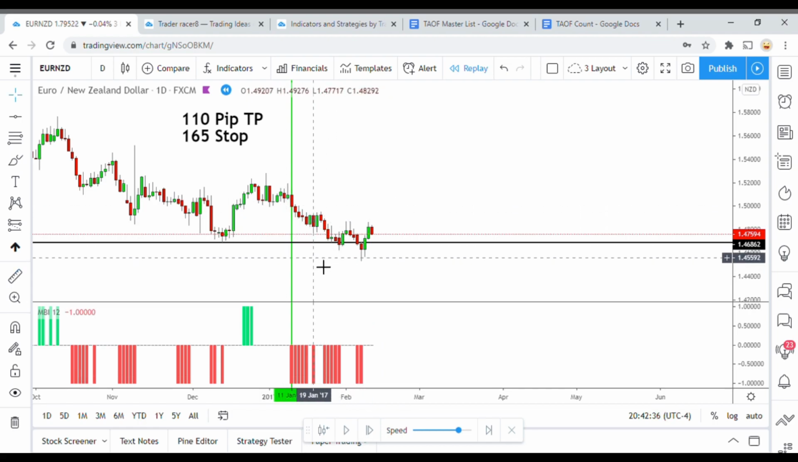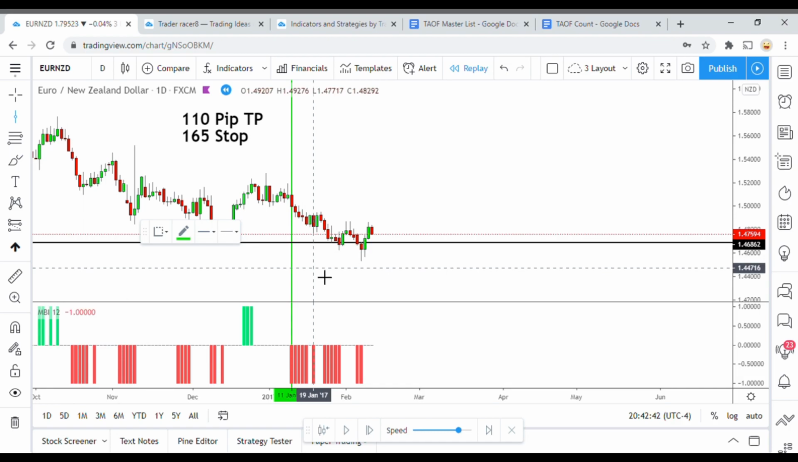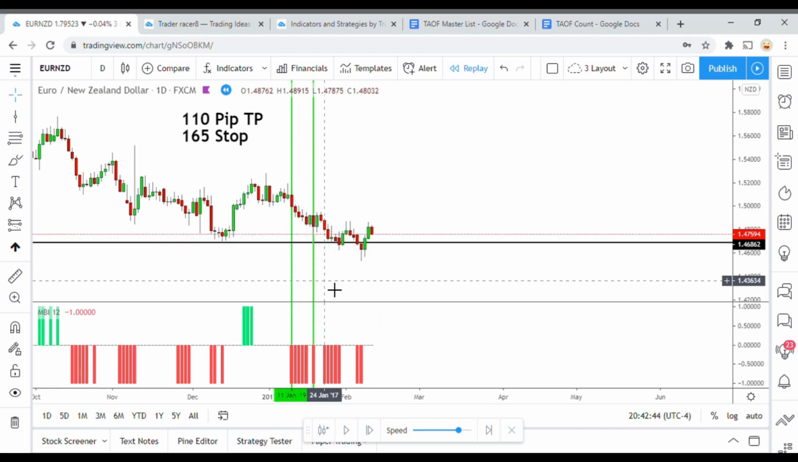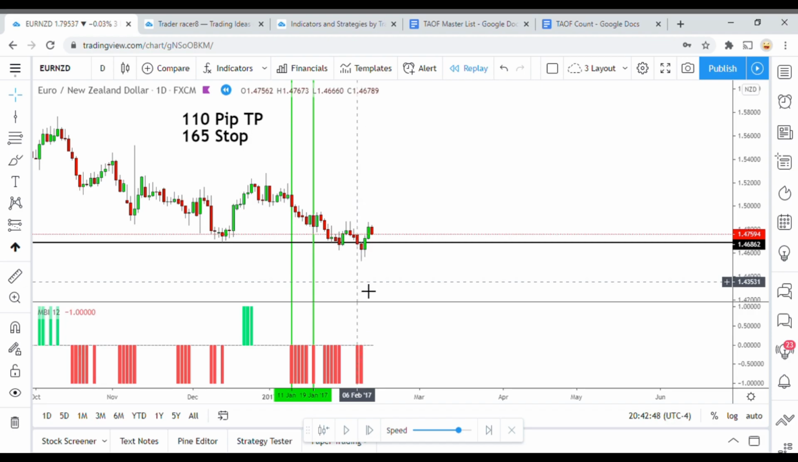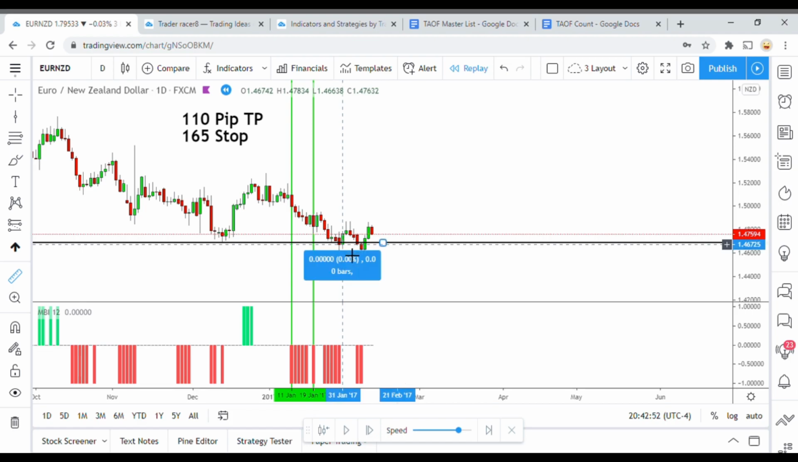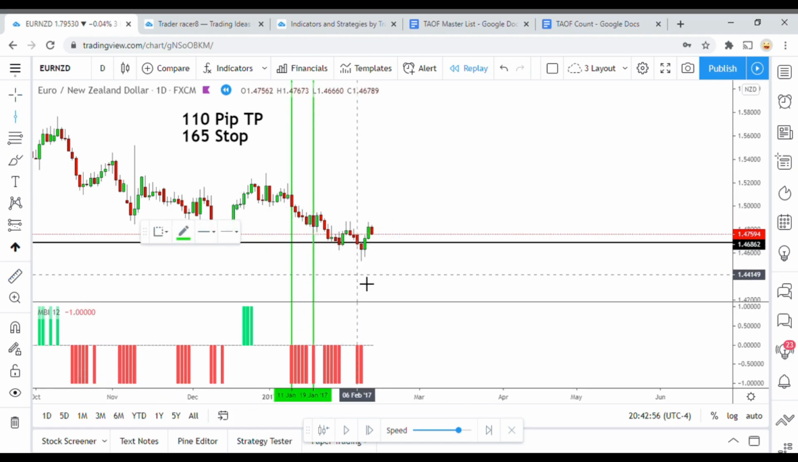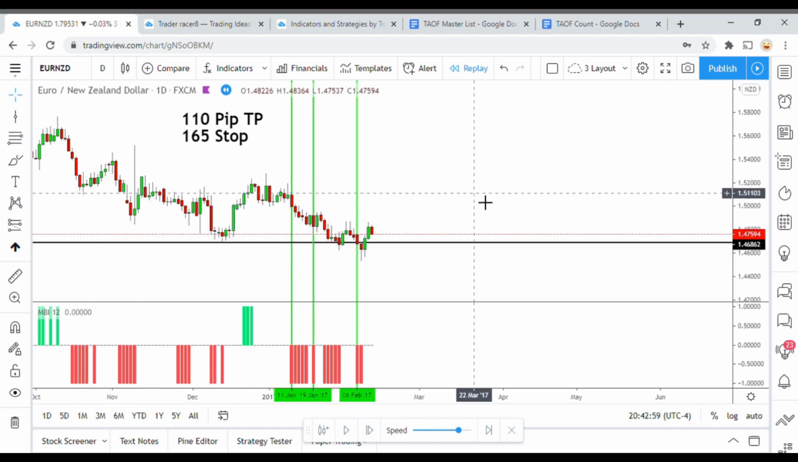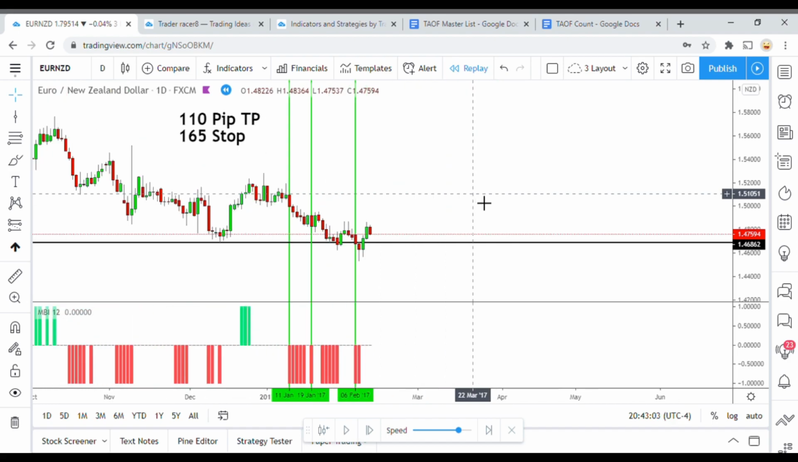Then if we pick up another signal, kind of here in the mix, there we go, and another one right here. I don't know if that one got to take profit. It did actually.